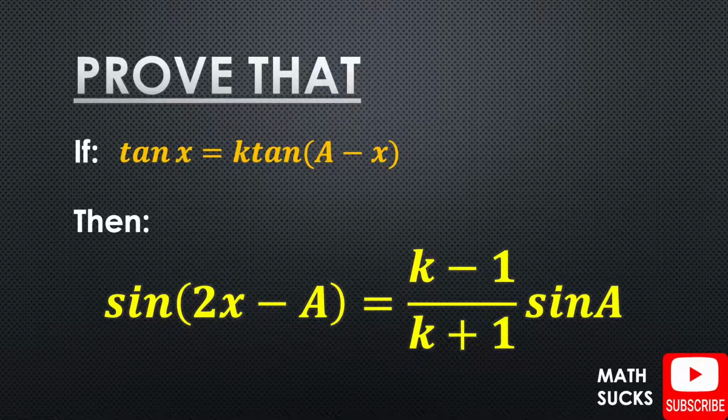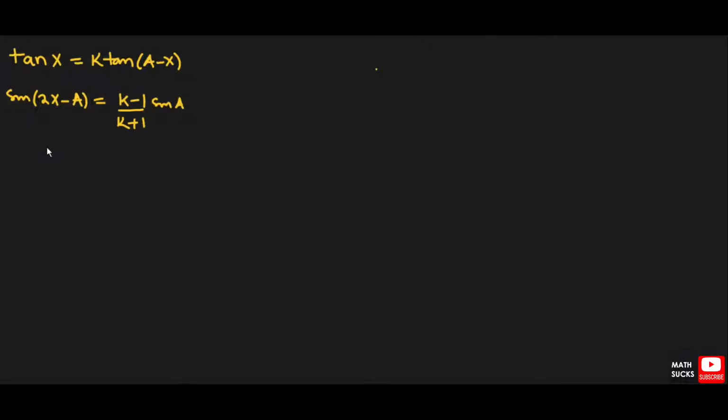In this video, we are going to prove that if given tan of x equals k tan of a minus x, then sine of 2x minus a equals k minus 1 over k plus 1 sine of a.